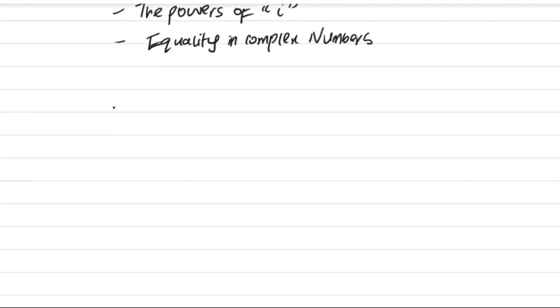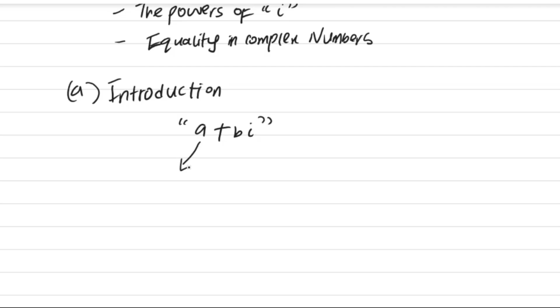So let's start from the first one, which is a form of introduction, A, introduction to complex numbers. Now, one of the first things that we need to know is that a complex number is a number that aligns with the form a plus bi, which can be regarded as the general form of a complex number. So this is it, a plus bi. This a represents the real part, while the other side represents the imaginary part.